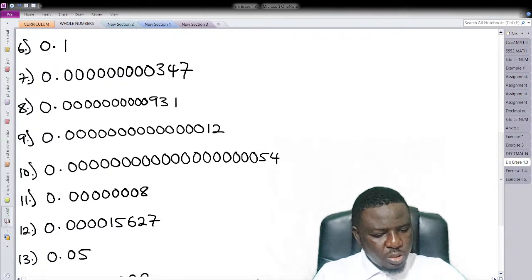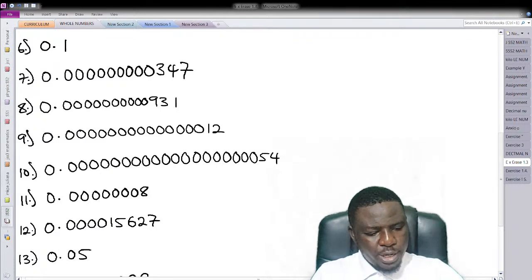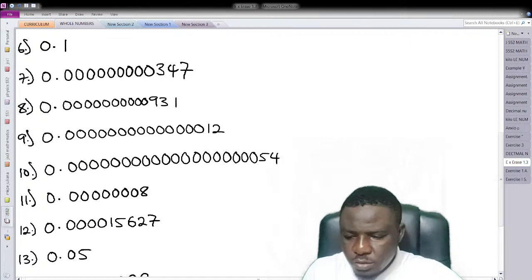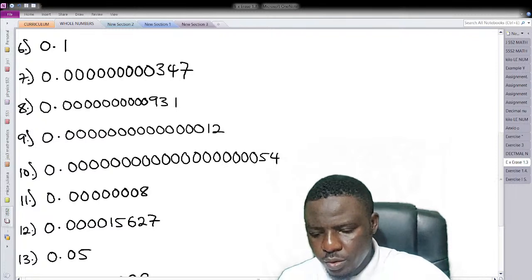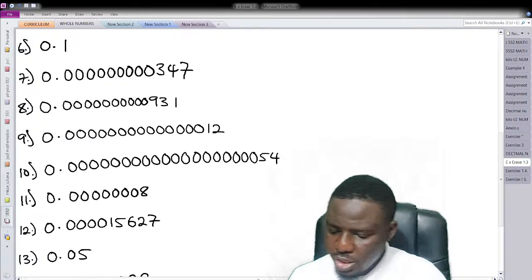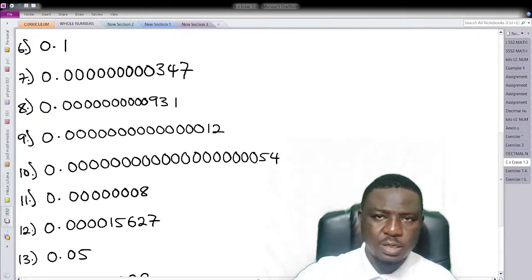Okay, Sarah said number 7 is 3.47 times 10 to the power 10. Number 7, we have 1, 2, 3, 4, 5, 6, 7, 8, 9, 10. Sarah, that's correct. Good.